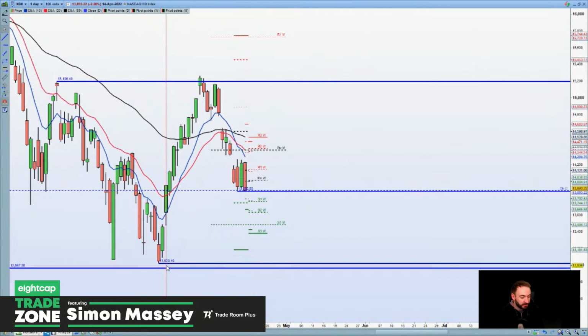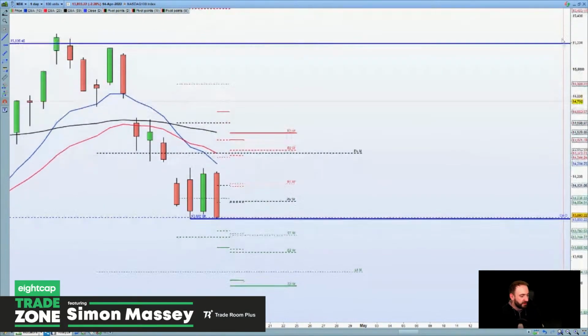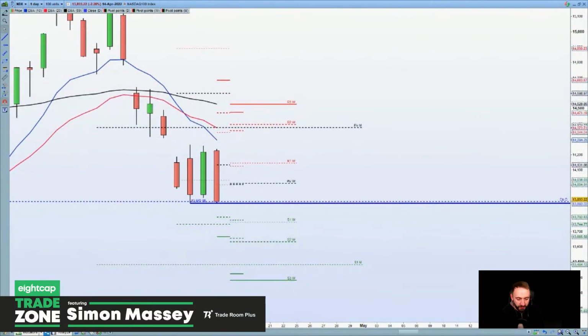I don't know where we are going to be looking today or where the futures are, but that's where we're going to be looking here, down about 900 points. Potentially buy 12,967 to 040 area.